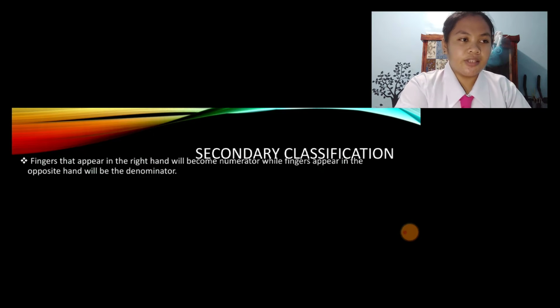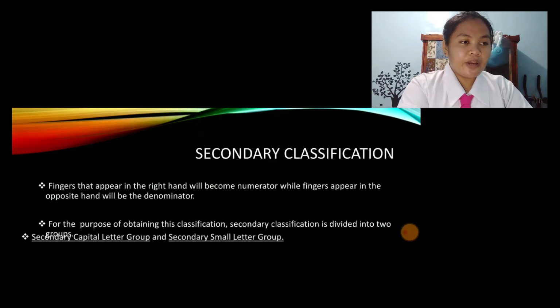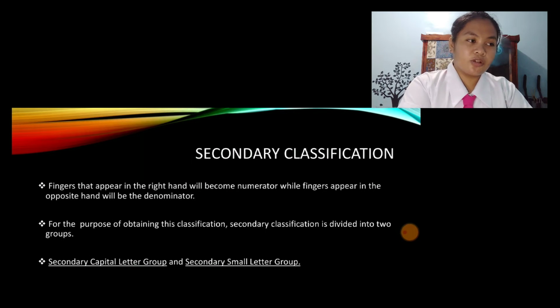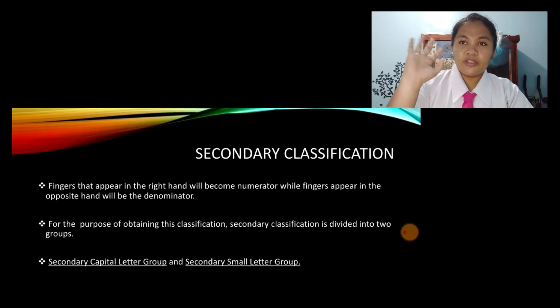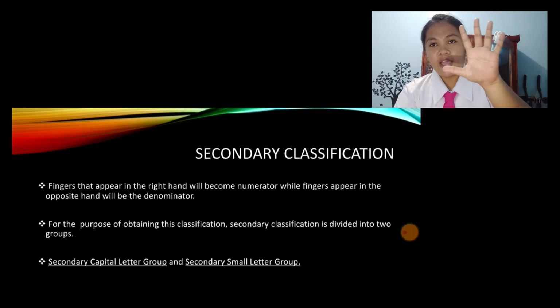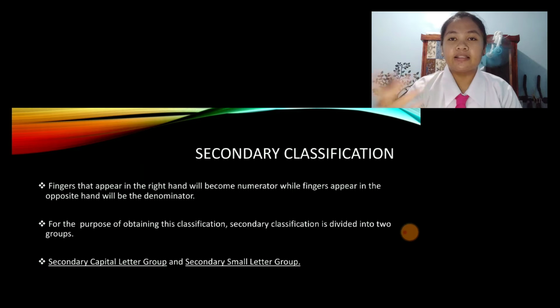So next is the secondary classification. Fingers that appear in the right hand will become the numerator, while fingers that appear in the opposite hand will be the denominator. So in secondary classification, the right hand will be the numerator and the left hand will be the denominator. So it is the opposite of the primary classification.